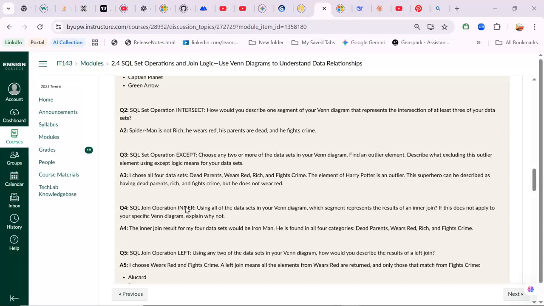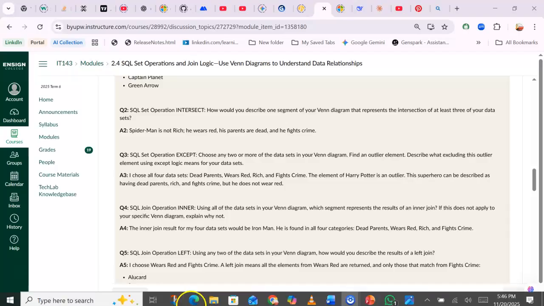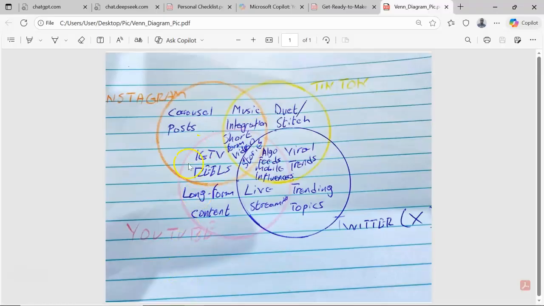Intersect. All the platforms use algorithms. That is how I spell algorithm, because I wasn't having more space here. And we all have feeds and mobile influencers. That is one thing all these apps share. And let me go back to the board.